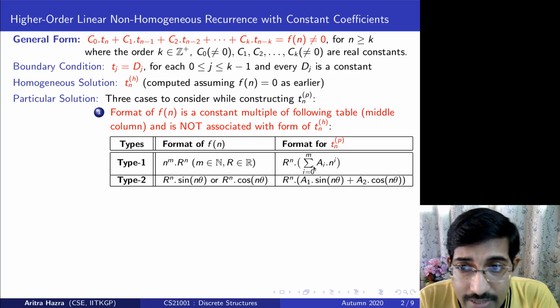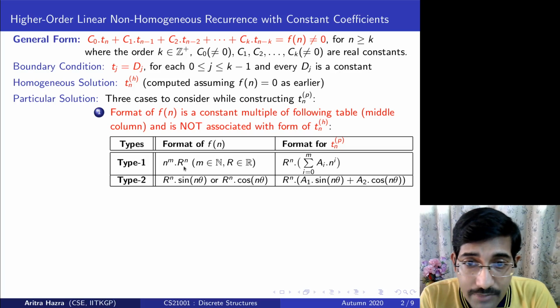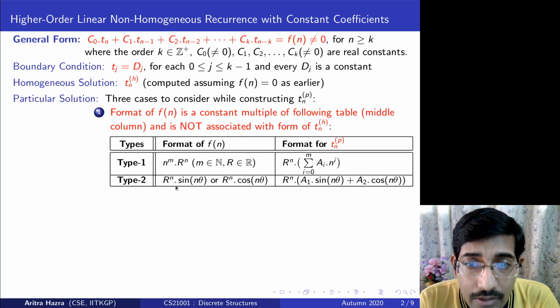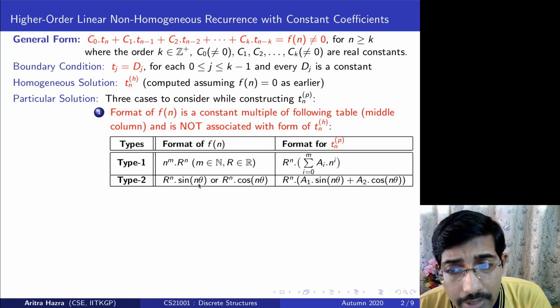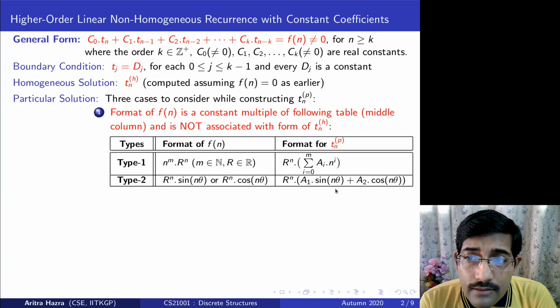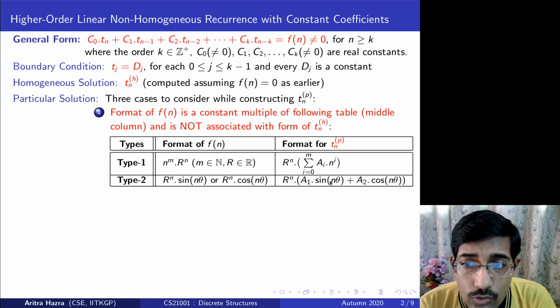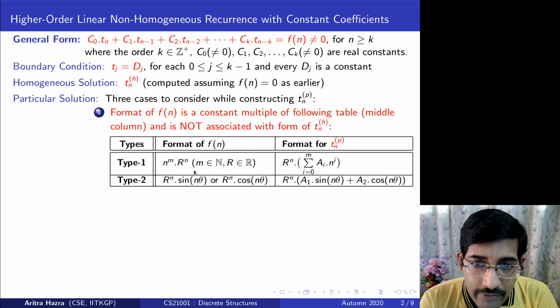Now, if Fn is associated with such a form, then we go for the second cases. But let us first finish up the other type. The other type could be of the form sin nθ or cos nθ times r to the power n. Then also what we will take is a1 sin nθ + a2 cos nθ as our particular solution. So, if the format of Fn is this, we take it as this.